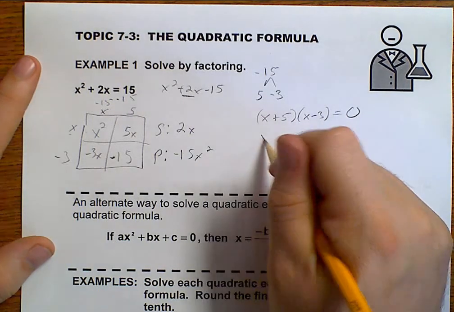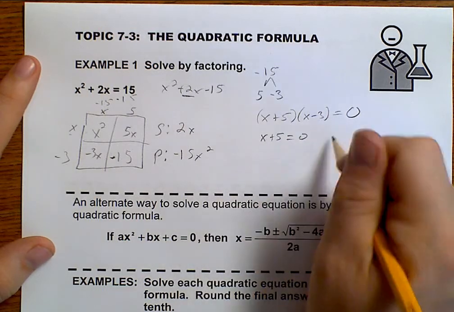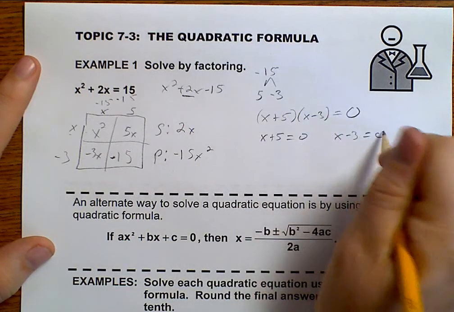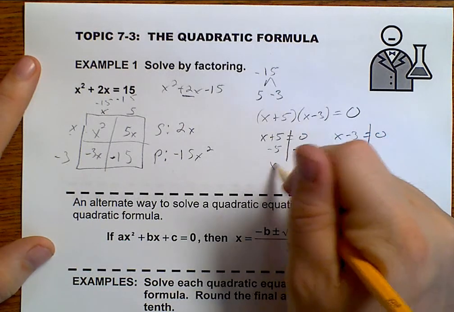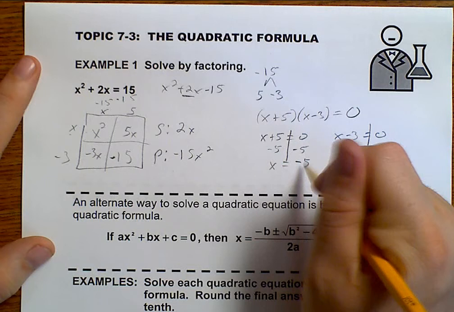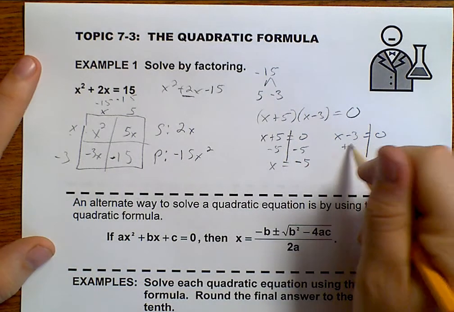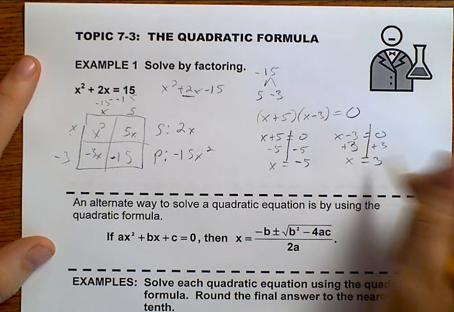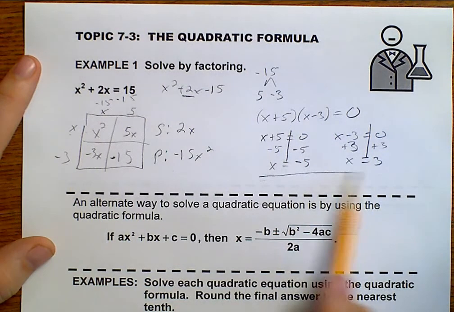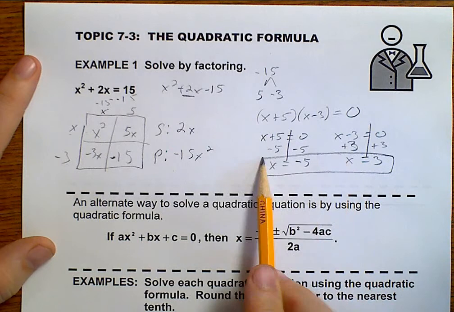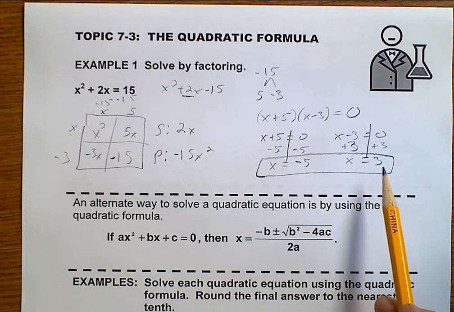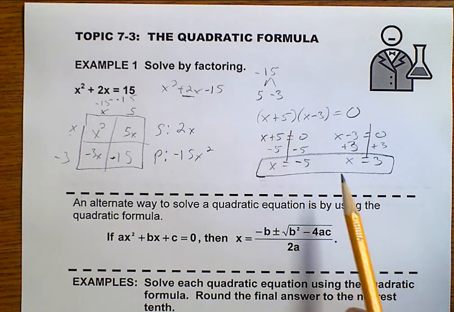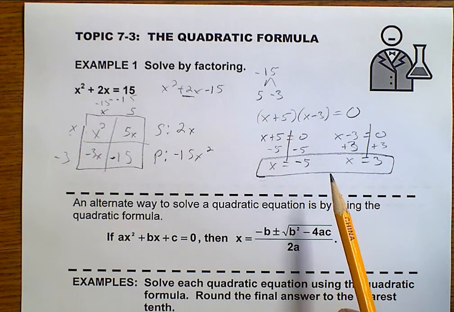So x plus 5 equals 0. X minus 3 equals 0. If I subtract 5 from both sides, I get that x equals negative 5. And if I add 3 to both sides, I get that x equals 3. And so here I have that x equals negative 5 and x equals 3. Just reviewing 7.1 and 7.2 right here.